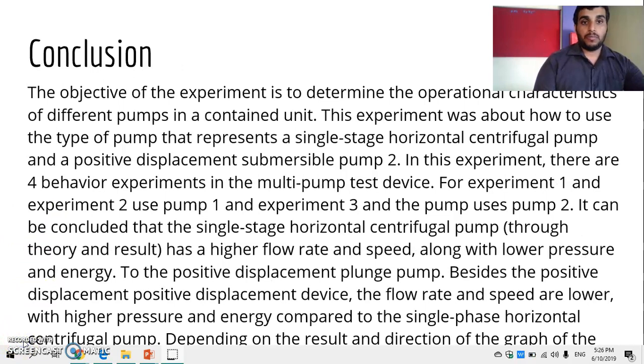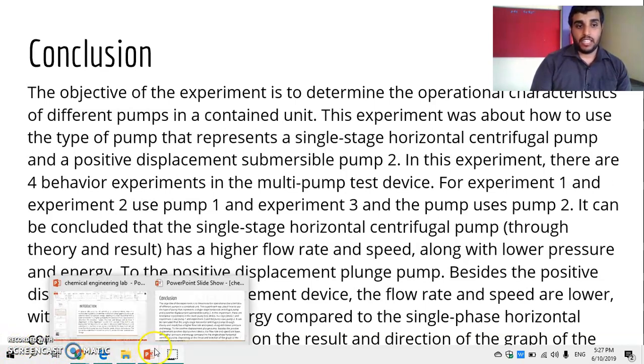The objective of this experiment is to determine the operating characteristics of different pumps in a contained unit. This experiment was about how to use the types of pump: a single stage horizontal centrifugal pump and a positive displacement pump. As I mentioned before, in this experiment we have two pumps. One of them is a centrifugal pump and the second one is a single stage. During this experiment, we can compare between them.